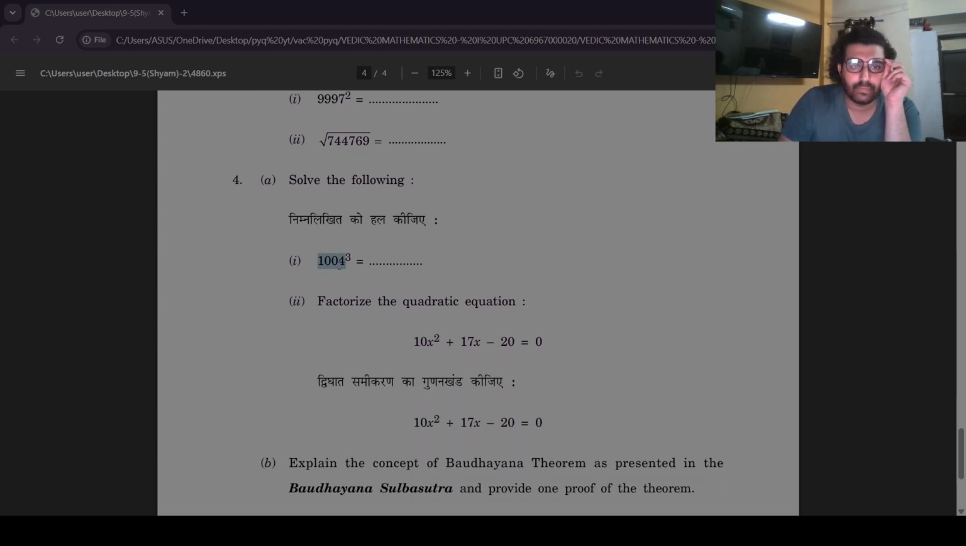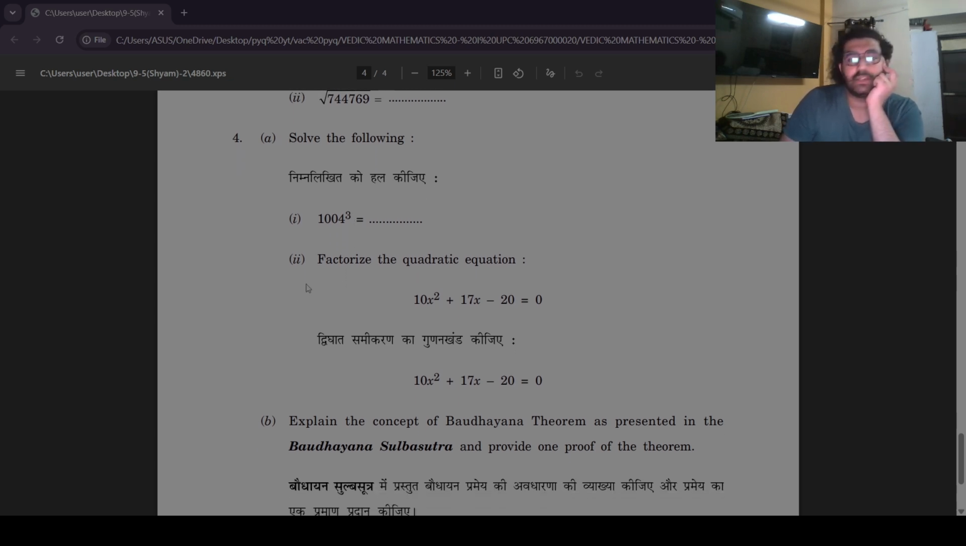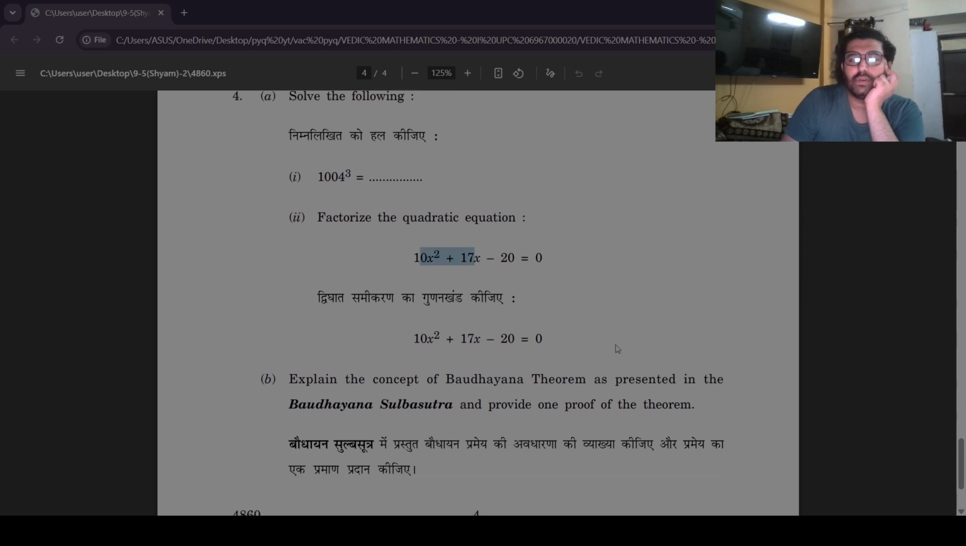Then again, 1004 cube equals something. And for question number 2, factorize the quadratic equation. Here's the quadratic equation.